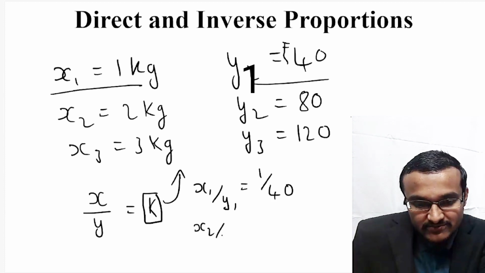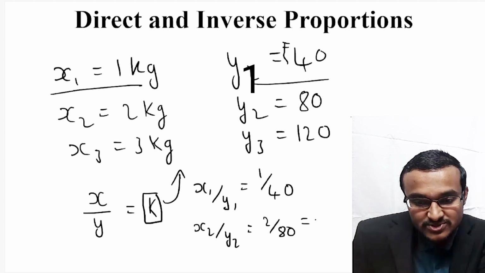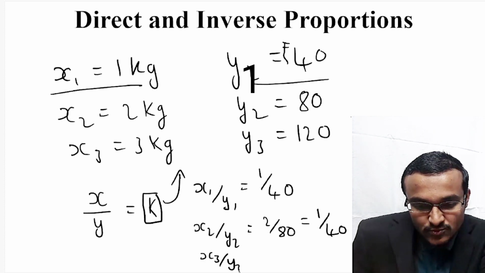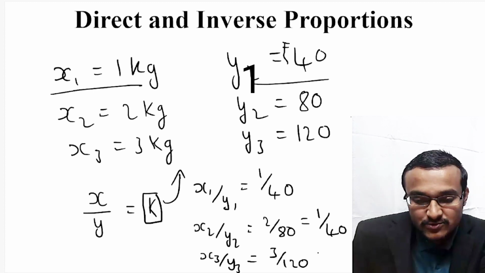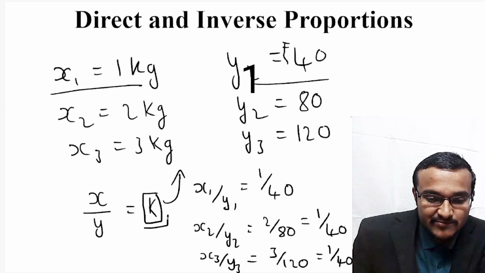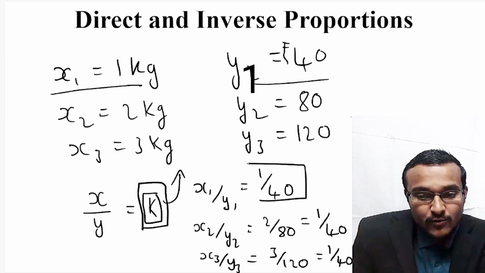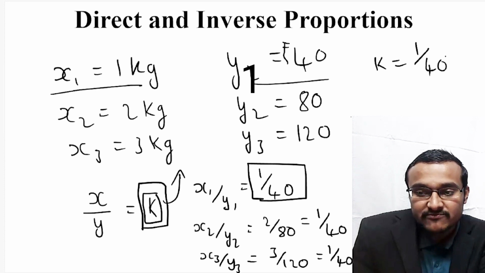What is x2 divided by y2? x2 divided by y2 is 2 divided by 80. Here you can see 2 ones are 2, 2 fours are 8, so 0 is there, and it will become 40. So 1 divided by 40. And x3 divided by y3 is equal to 3 divided by 120. Here also you can see 3 ones are 3, 3 fours are 12, so this also will become 1 by 40. That means this proportionality constant k in this particular case is equal to 1 by 40.